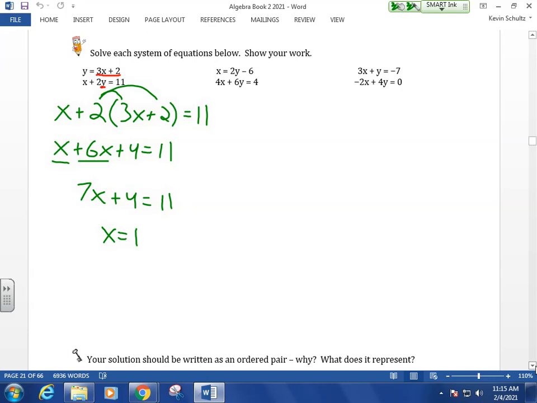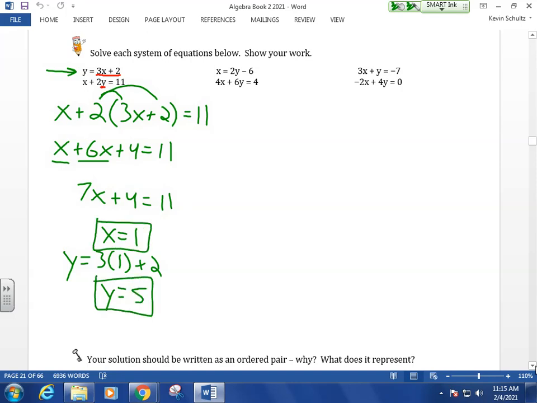Is that it? Well, no, because we have to solve for y too. But now that we know that x is 1, where do we go from here? Gabby? Yeah, remember one of our equations says y is equal to 3x plus 2. Now that we know that x is 1, we know that y is equal to 3 times 1 plus 2, or y is equal to 5.